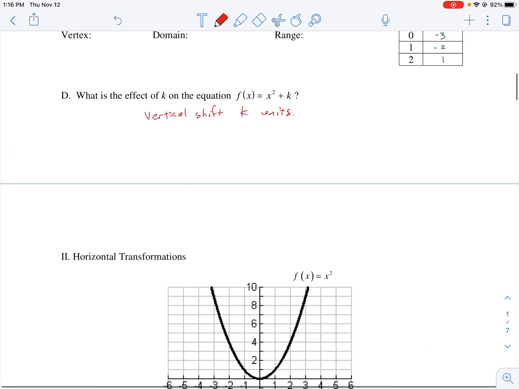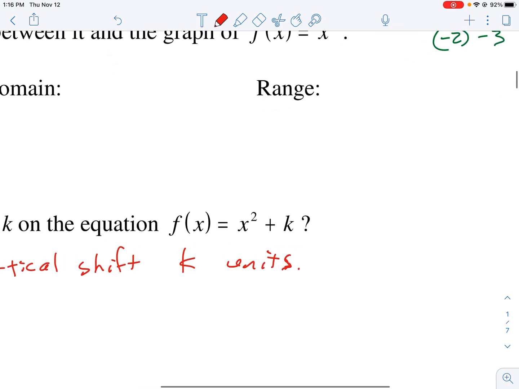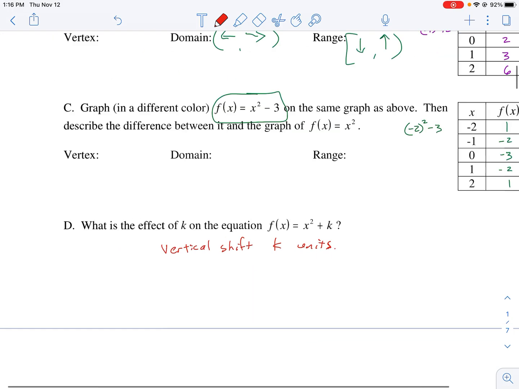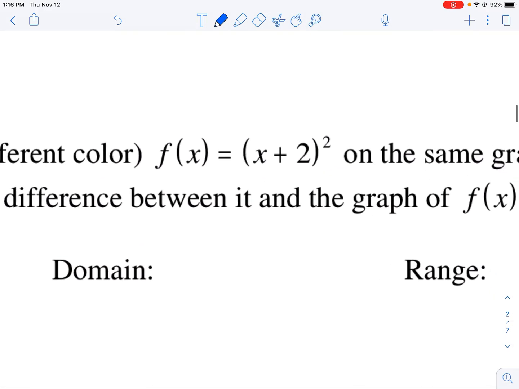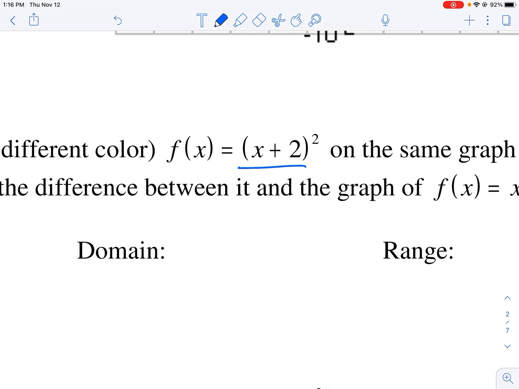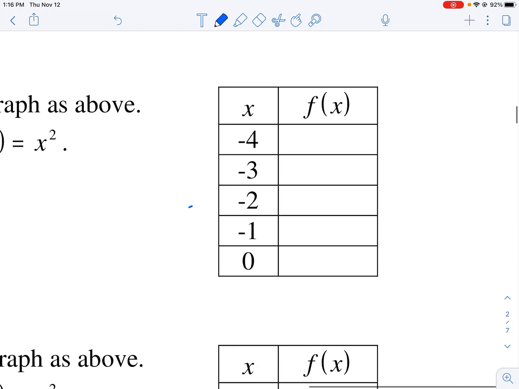And so now that you've seen that, it kind of tells you what a part of your function does. The next page changes your function in a slightly different way. Instead of doing x squared plus 2, this one has x plus 2, and then you square it. It is a different order of operations, and it does something different to your graph.